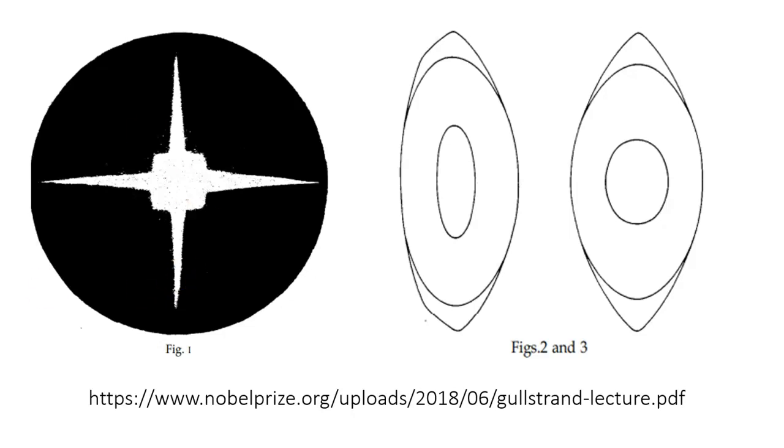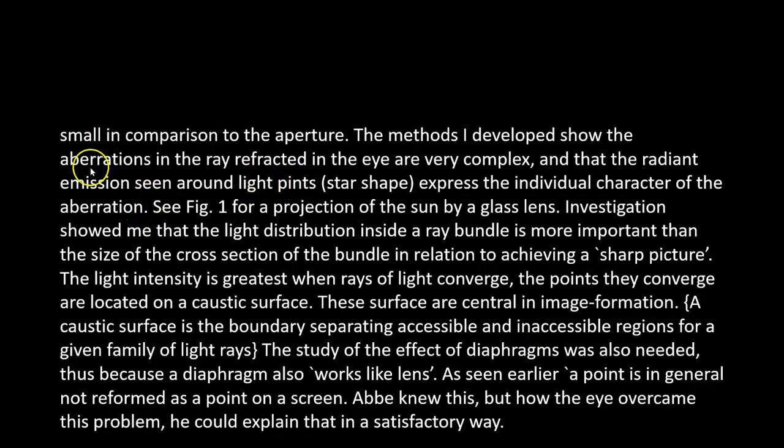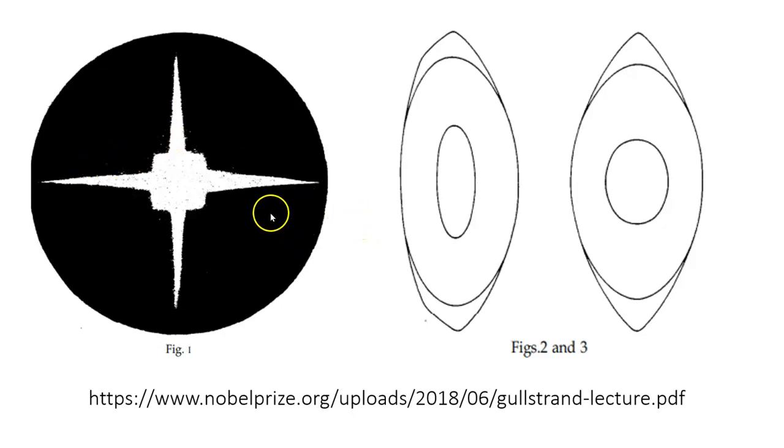Here we see two of the illustrations. Here it comes. The method I developed shows that the aberration in the refracted rays is complex, and that the radiant emissions seen around lights in points, star shapes, express the individual character of the aberration. See figure 1, here you see it. Yeah, the star shape.